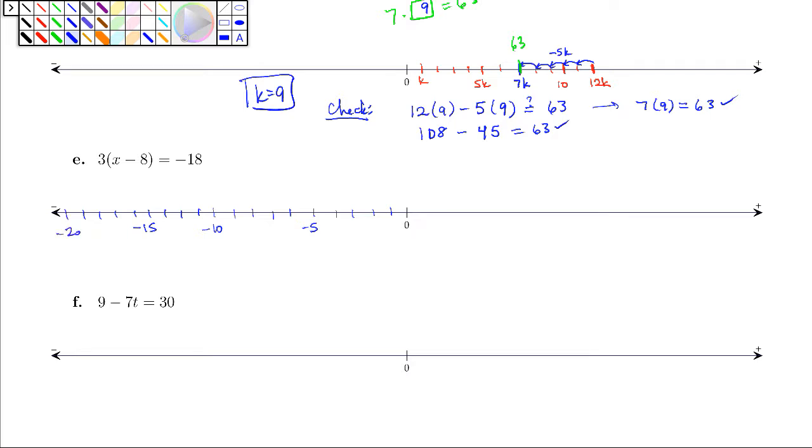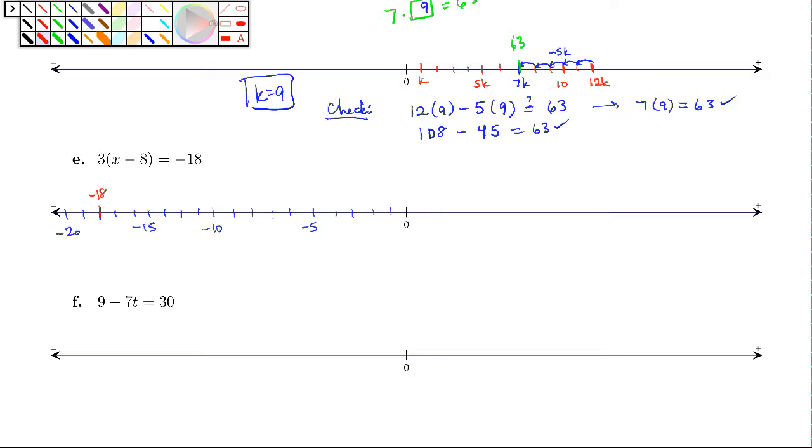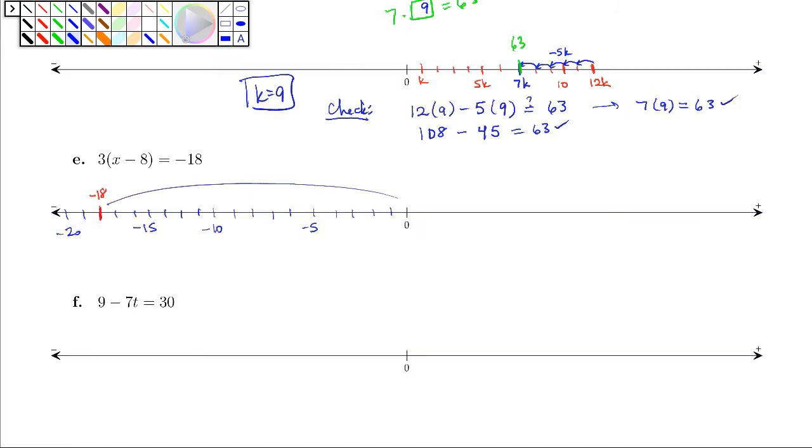So here's my negative 18. And so I know that I have to have 3 copies of some number equals negative 18. So I actually have to divide this into 3 equal parts. And if you remember your times table, you will remember that this would be negative 6. Okay, so I would be taking 3 copies of this number.